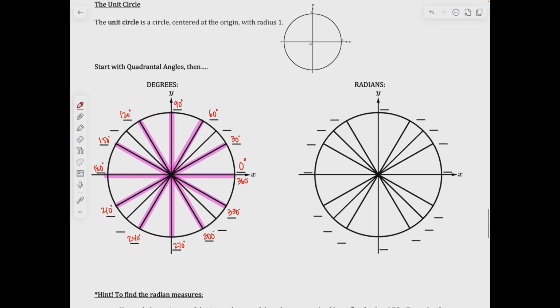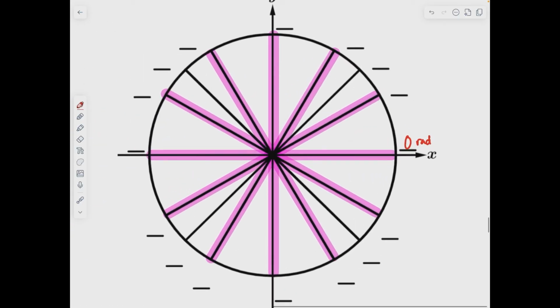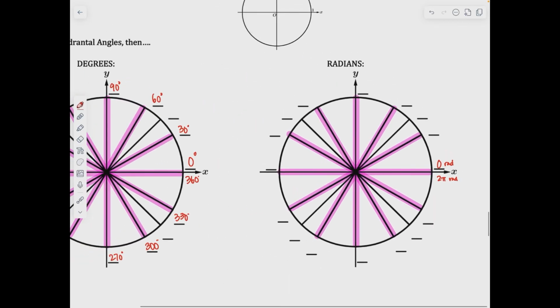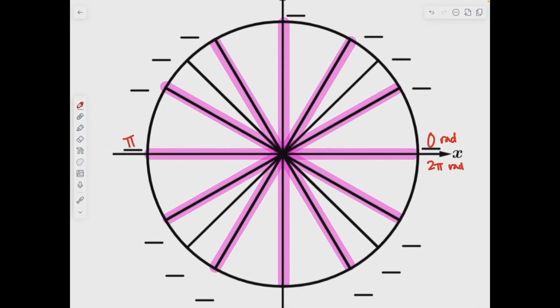Okay, I'm going to use the same pink for radians because we want their equivalent values. So these are all multiples of 30 degrees still. Okay, now 0 degrees is the same thing as 0 radians. 360 degrees means it's going to be 2 pi radians. Okay? A semicircle is half of that. So half of 360 was 180. That means half of 2 pi is going to be 1 pi.